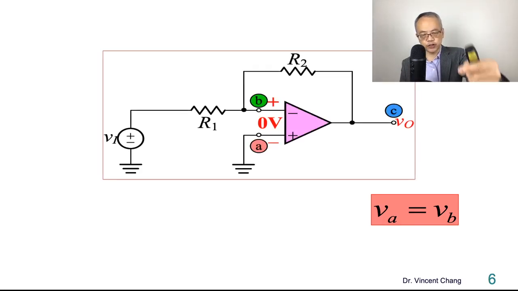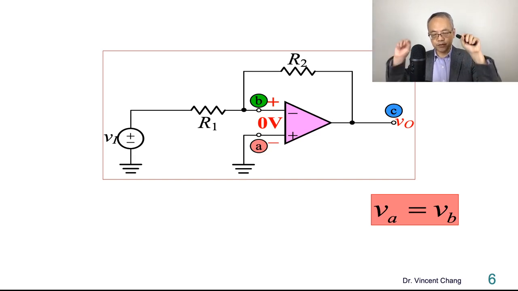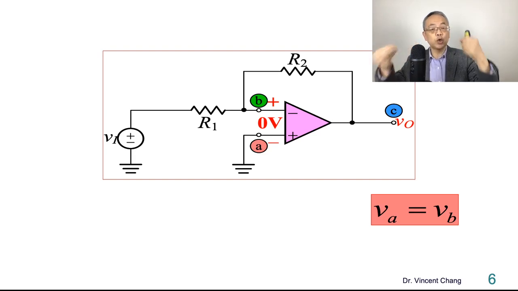Let's go back to the circuit. VA, again, is the non-inverting input. VB is the inverting input. The two input terminals of the op-amp in this kind of closed loop configuration should be equal. So we know that based on circuit theory, if the voltages of two circuit nodes are equal, which means what? Which means it's a short circuit.